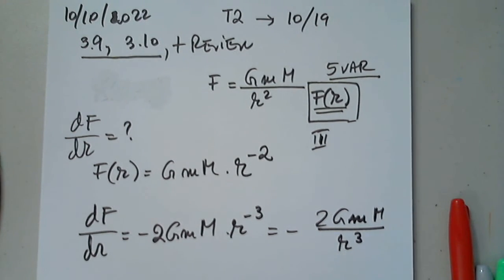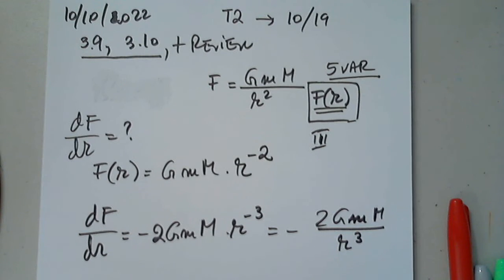So what is the meaning of df over dr in this context? Okay, so it's the rate of change of the magnitude f of the force, the rate of change of the force f, right, with respect to the distance between the bodies. So let's see what they want here.